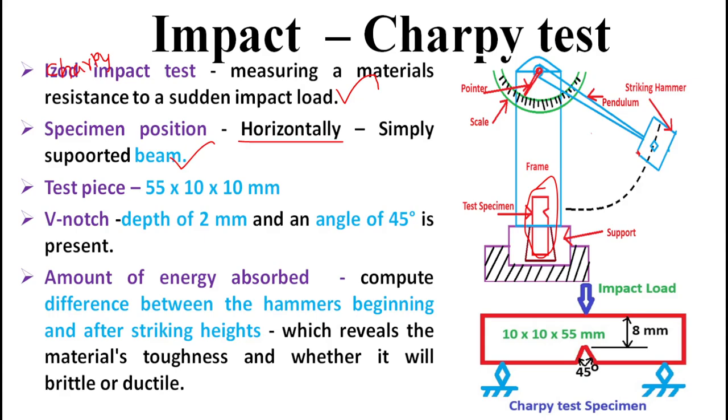The test specimen size is 55 by 10 by 10, that is 55 length, with 10 width and breadth. The V-notch has a depth of 2 mm and an angle of 45 degrees. In this Charpy test, the striking hammer hits opposite to the V-notch position. In the Izod test, it is the same position.